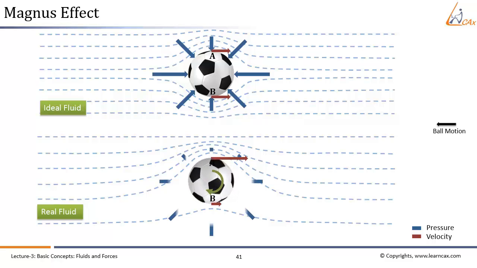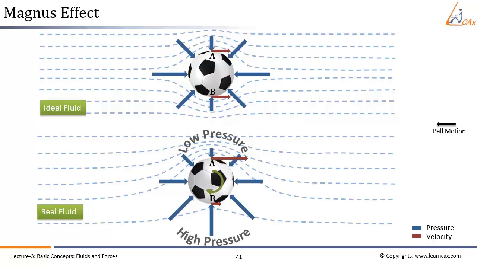As expected from Bernoulli's principle, the pressure at point B is higher than at point A. This produces an upward force on the football. This generation of force due to circulation is called Magnus Effect.